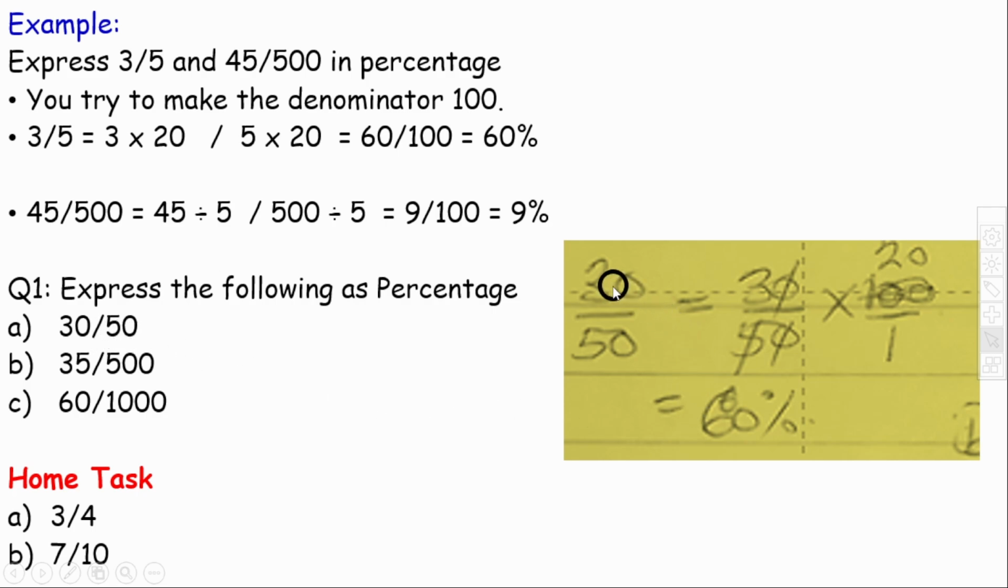All you have to do is, 30 all over 50 is equals to, you multiply it by 100. So it becomes 30 all over 50 times 100 all over 1. What do you observe? We have a numerator ending with 0, a denominator ending with 0. So we strike out the zeros. It becomes 3 all over 5 times 100 all over 1. Now, what do you observe again?